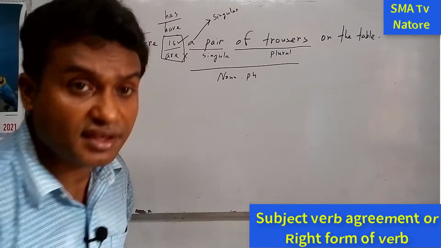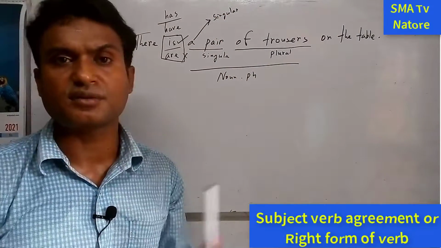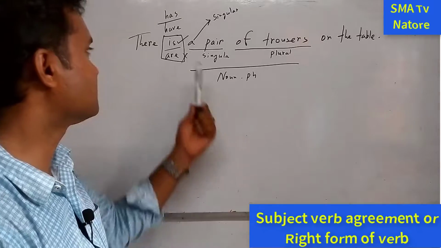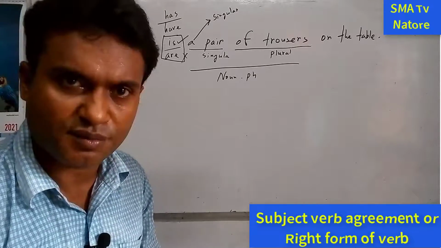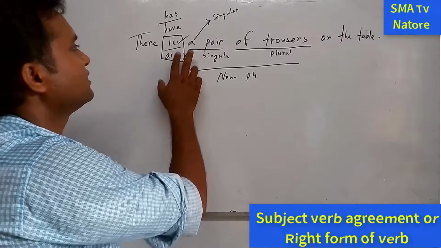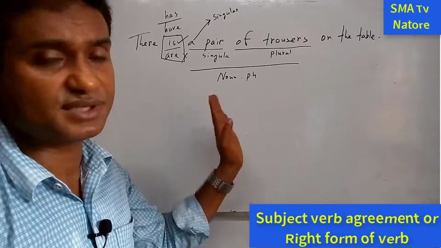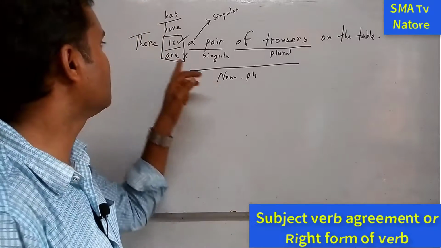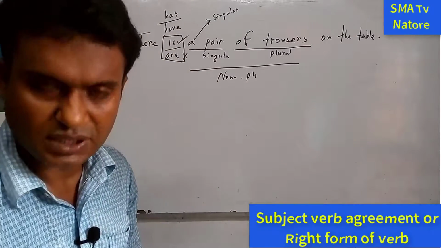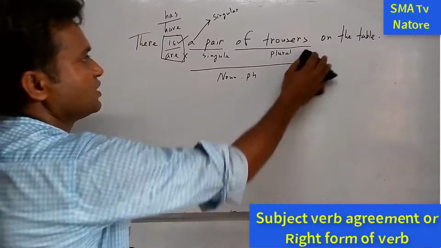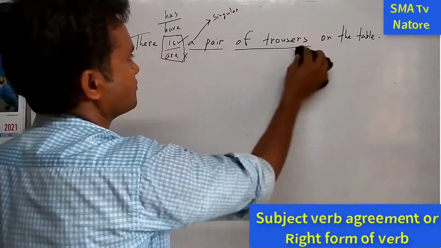So this "a" is the most important part of the sentence. For this reason, we can say this one is the singular form. This part indicates to us the subject, third person singular number. So we are using is. I hope that you can understand it. Next one.